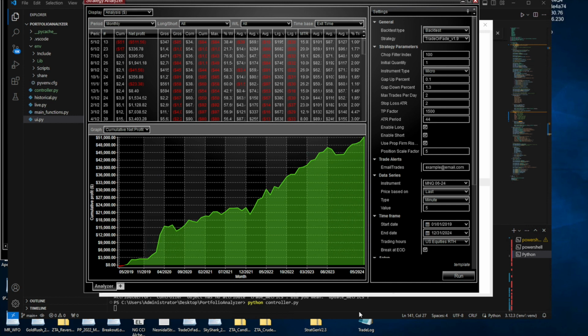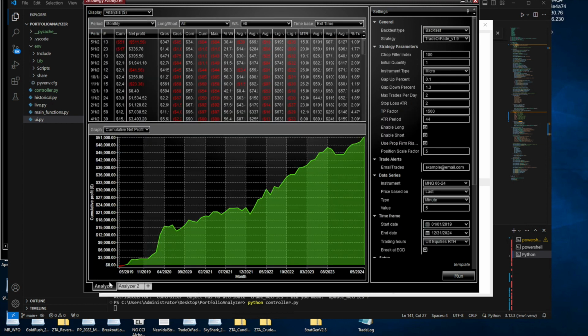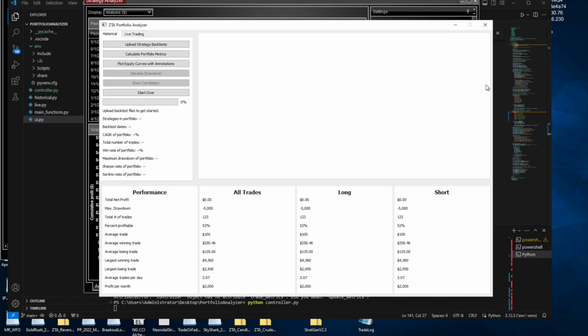With NinjaTrader, you kind of have to backtest one strategy at a time, and you kind of have to come here and open up a new tab and backtest a new strategy. And there's no real way within the actual platform to assess and model how multiple strategies would have performed if traded in a hypothetical trading portfolio. Well, we have created an external tool here called the ZTA Portfolio Analyzer. And the idea here is to help us achieve just that.